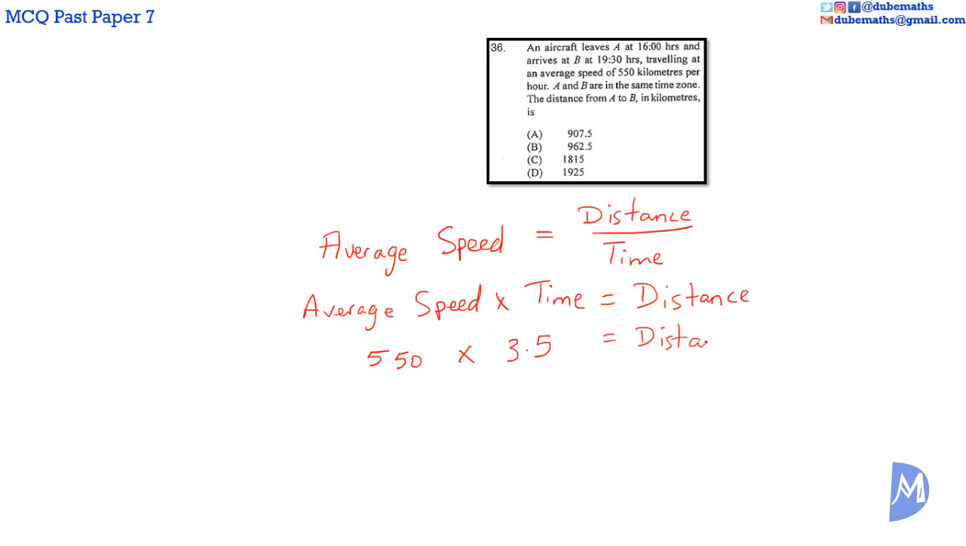Ignoring the decimal point for the while, 35 multiplied by 550. 5 5s are 25. 3 5s are 15 plus 2 is 17. 7 plus 5 is equal to 12. 7 plus 1 is 8 plus 1 is 9. 3.5 multiplied by 550 has a total of 1 decimal place, so the answer has 1 decimal place. Distance is equal to 1925. The answer is D.